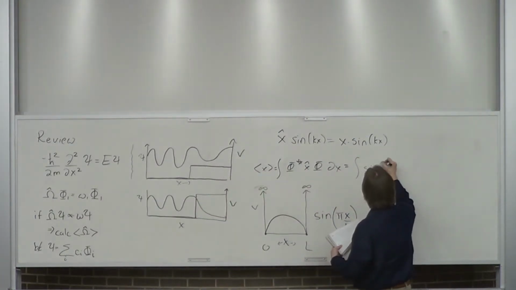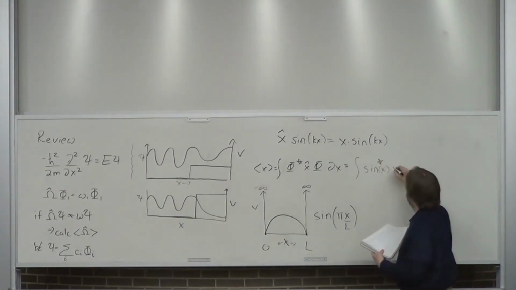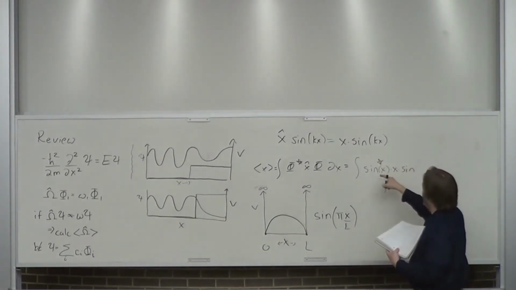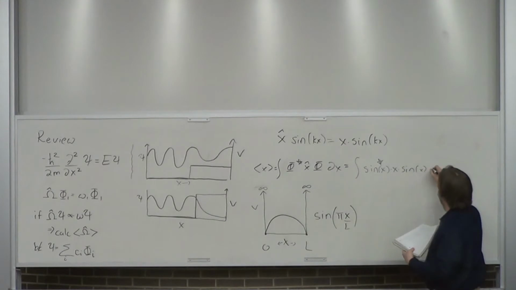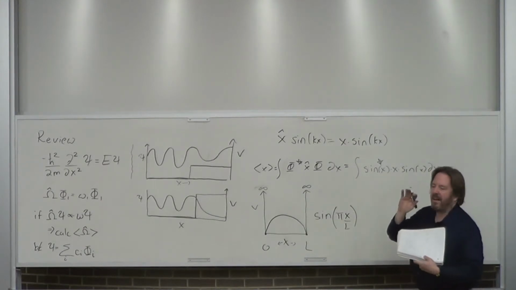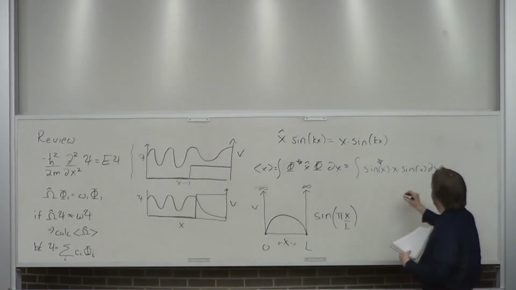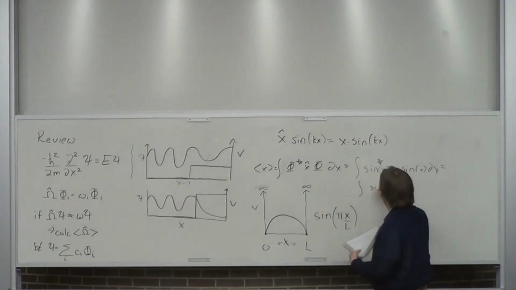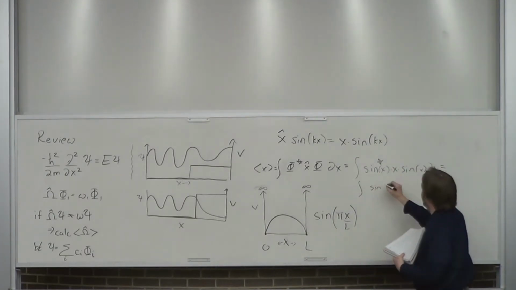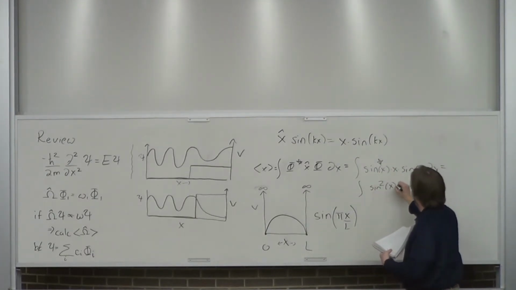Sine x, complex conjugate. I'll just write up the whole thing. All right, what's the complex conjugate of sine? It's just sine. It's just sine. Let me just write sine squared.